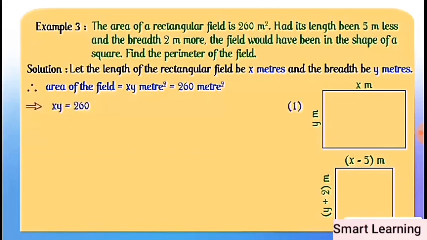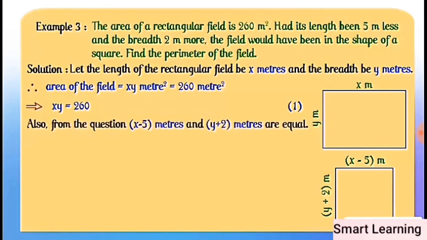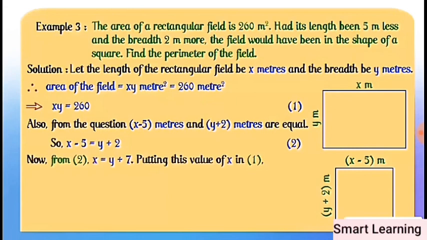This implies xy is equal to 260, called as first. Also, from the question, x minus 5 meters and y plus 2 meters are equal. So, x minus 5 is equal to y plus 2, called as second. Now from second, x is equal to y plus 7, putting this value of x in first.